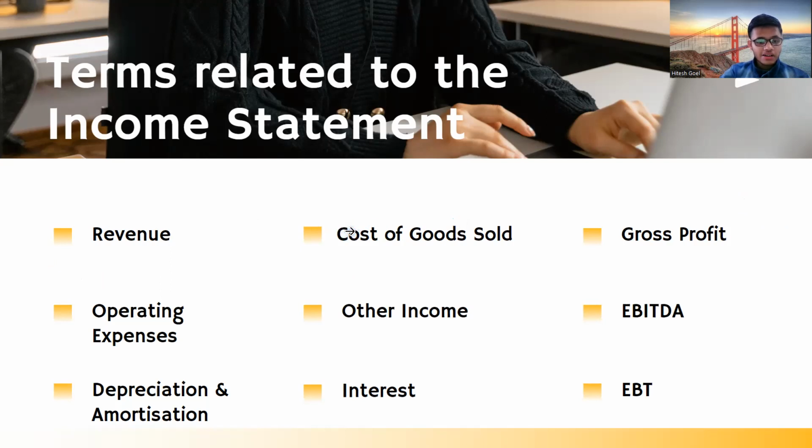And the next one is the operating expenses and the other income. Operating expenses are the expenses to operate the business, for example administration expenses and marketing expenses. There are a lot of operating expenses to operate your business.